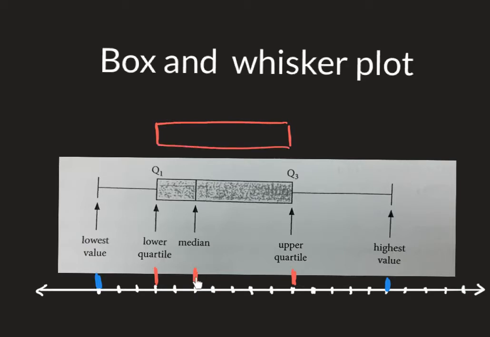If this is the median, draw a line parallel to the median and join with the least value. If this is the least value, join with the box. If this is the greatest value, join the line with the box. So this is a box and whisker plot. Now let us start to solve this example.